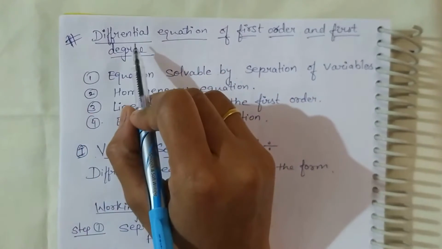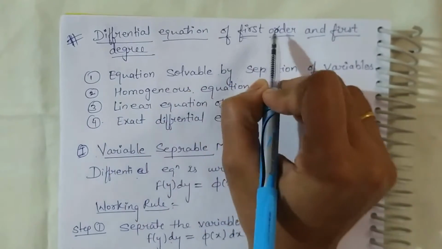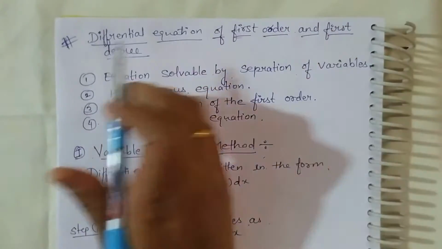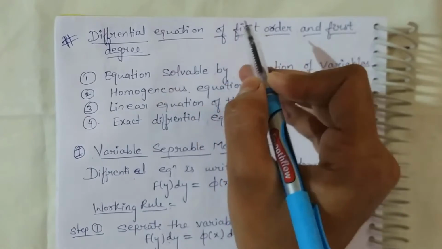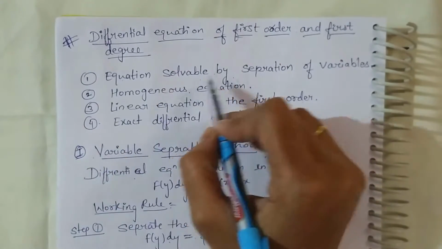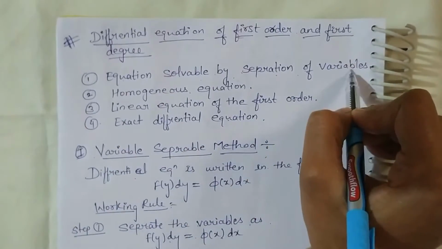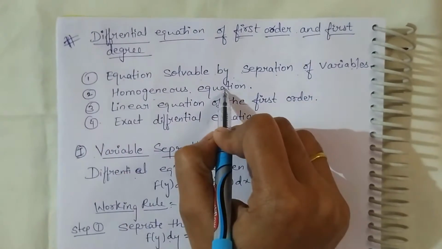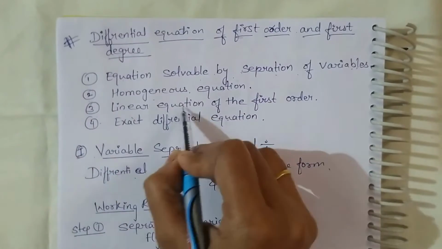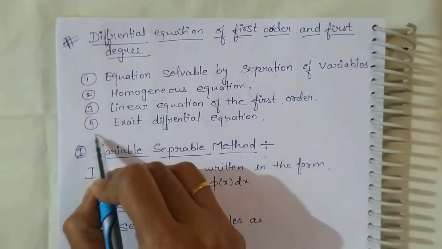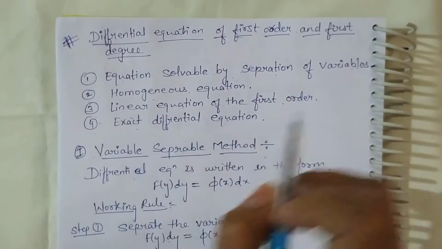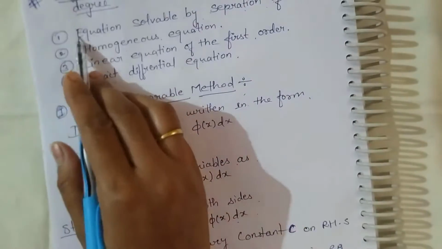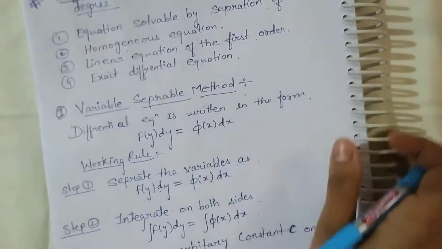Today we are going to study the differential equation of first order and first degree. The differential equations of first order and first degree are equations soluble by, first, separation of variables, that is, the variable separable method. Second, the homogeneous equation method. Third, the linear equation of first order. And fourth is the exact differential equation. Now let's come to the first, the variable separable method.